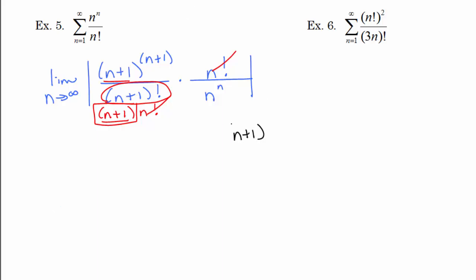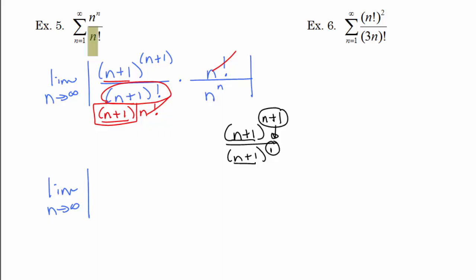I have n plus 1 to the n plus 1 power over n plus 1 to the first power. Well, I have the same base. So if I have the same base, I can keep the base and subtract the exponents. So if I subtract those, what would I be left with? So again, I'm looking at this, and that actually reduces to n plus 1 to just the nth term. And I still have this in the denominator.